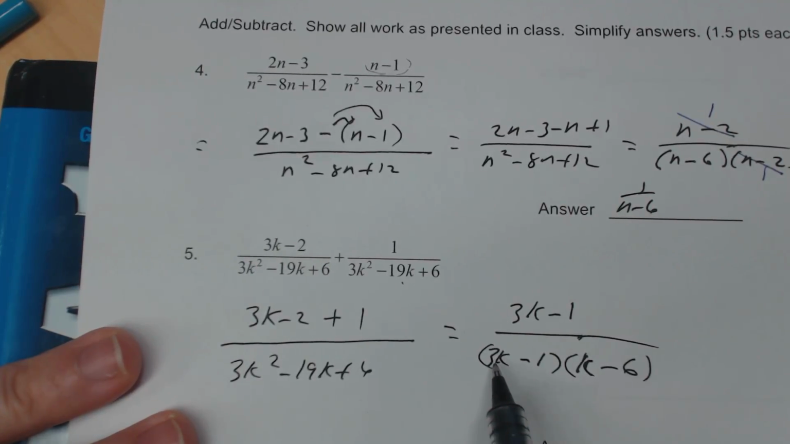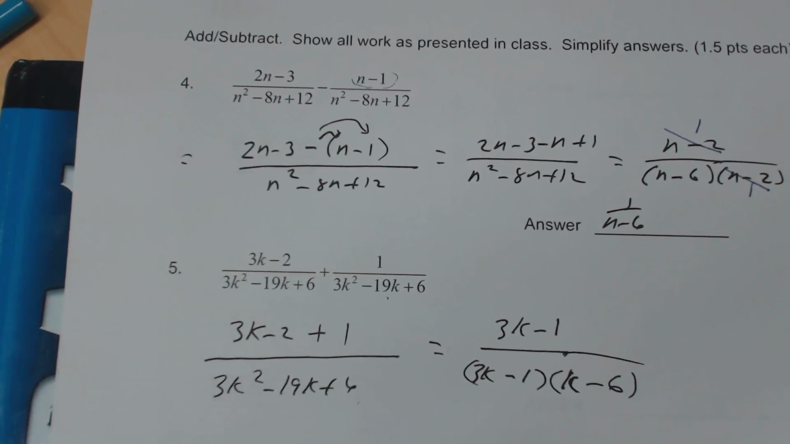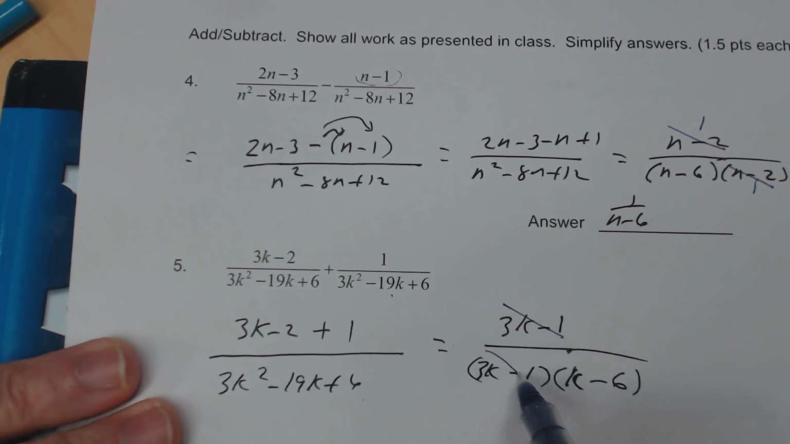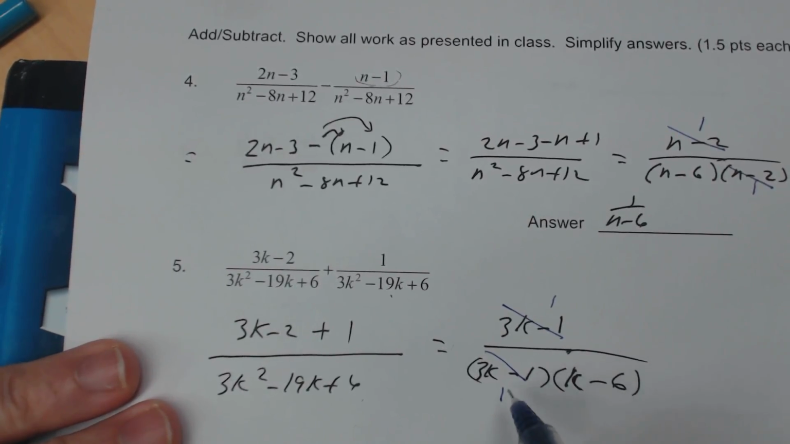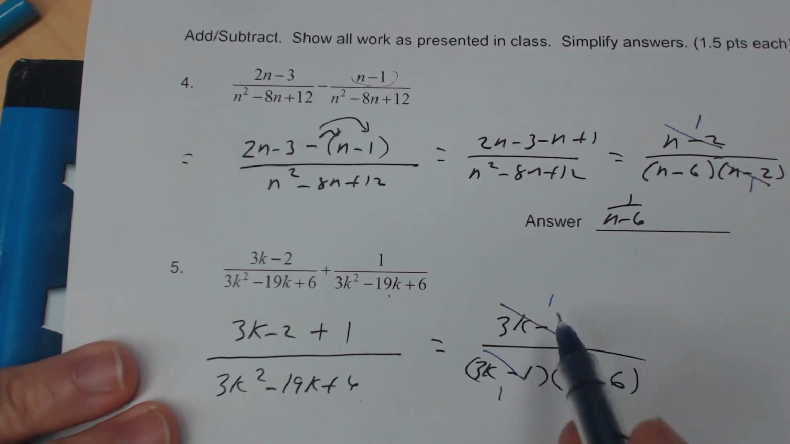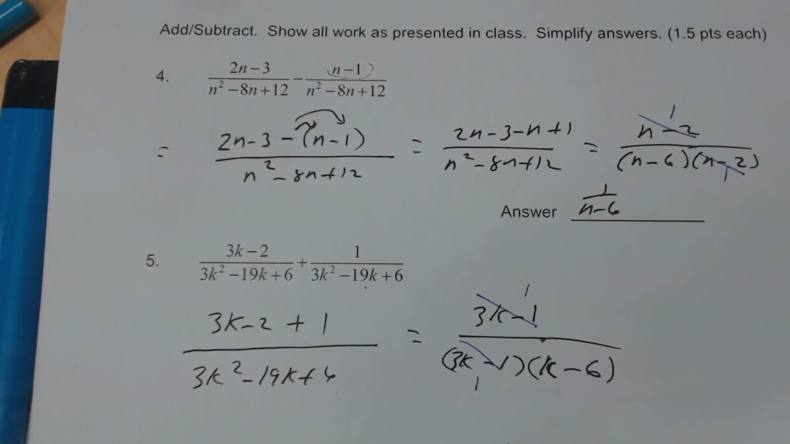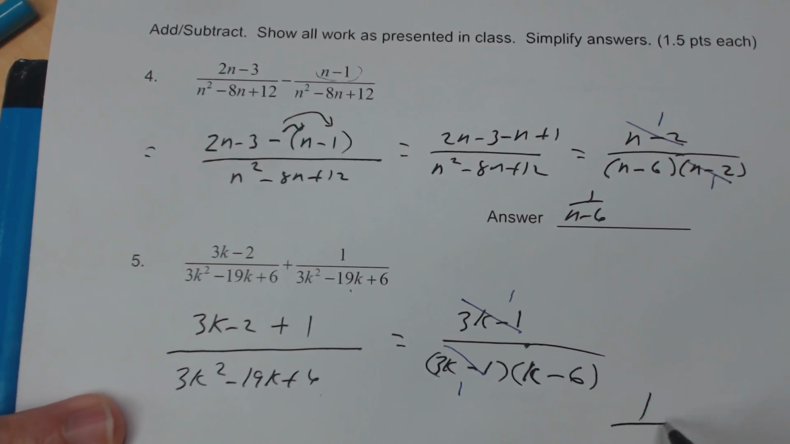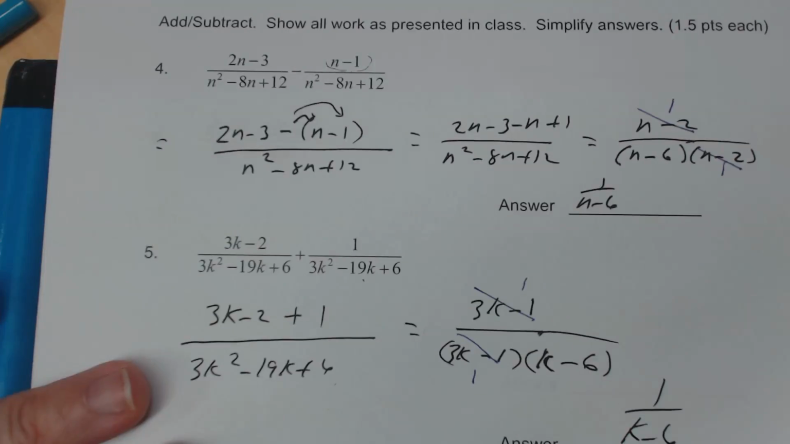And always check yourself. 3k times k is 3k squared. A negative 1 times a negative 6 is a positive 6. The outer is a negative 18k. The inner is a negative 1k. And when I add them up, I get a negative 19k. And then notice what happens when I reduce, the 3k minus 1s divide out, so I'm left with factors of 1. So the answer is going to be 1 divided by k minus 6.